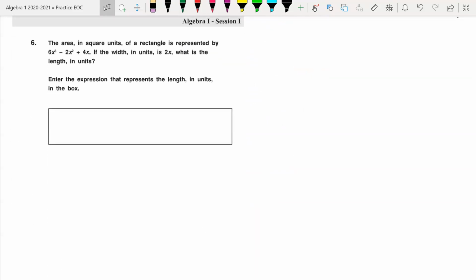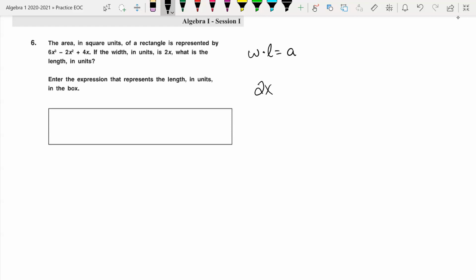Number 6, it says the area in square units of a rectangle is represented by 6x cubed minus 2x squared plus 4x. If the width in units is 2x, what is the length in units? Well, I know width times length equals area, and I know the area. So really it's like you're dividing by 2x. And division, when we're talking about polynomials, is like factoring. So I'm factoring out 2x.